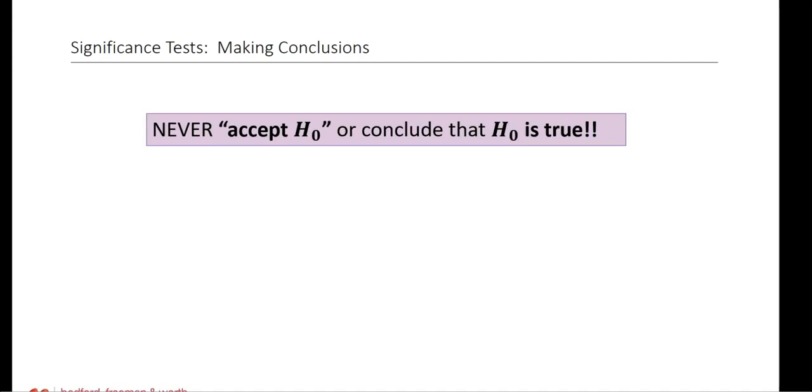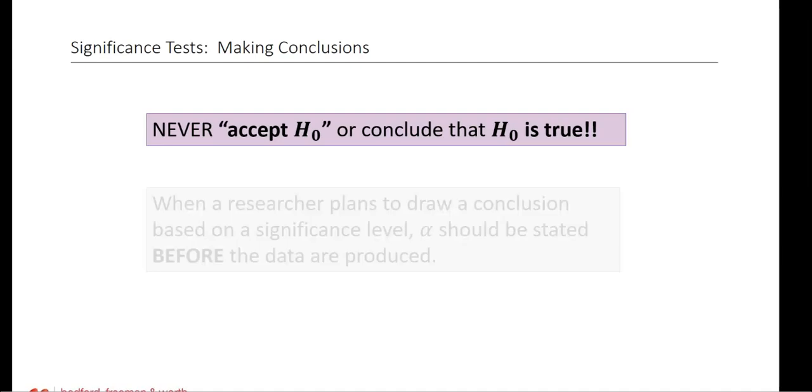Never, ever accept the null. We're not saying the null is true. We're trying to prove the null wrong. If we have a p-value that's really small, we can prove it wrong, but we can't ever accept the null. We just fail to reject the null, which means we don't reject it; if we reject the null, we support the alternate.